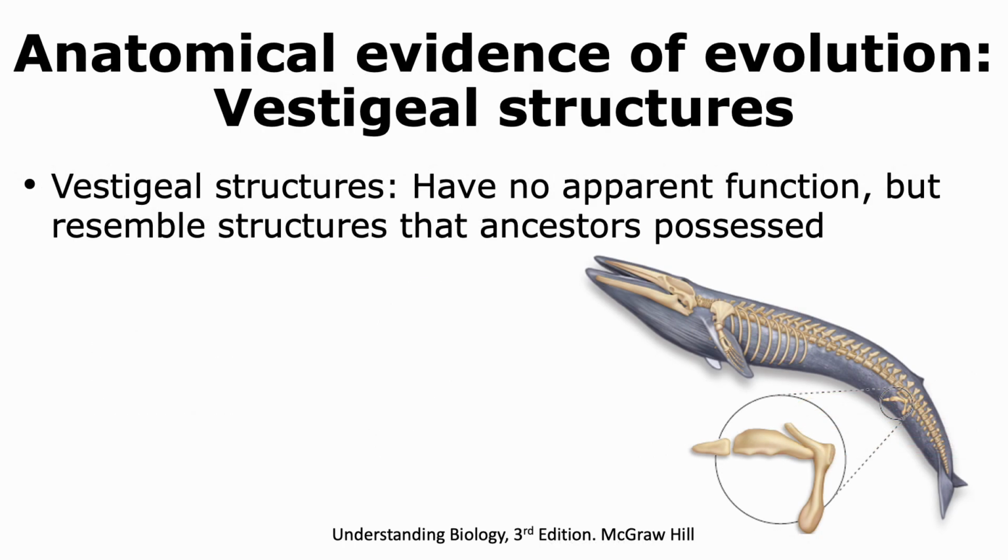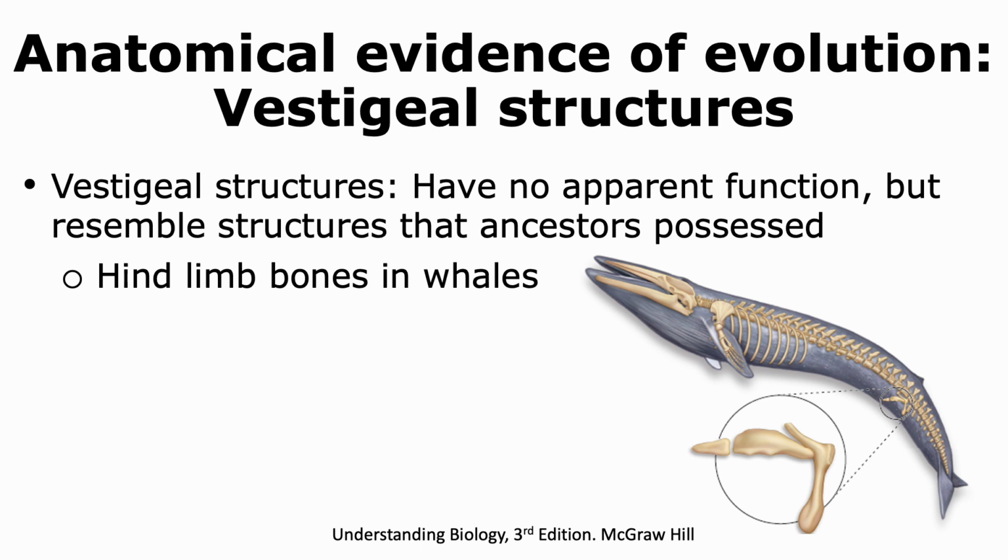Vestigial structures also provide anatomical evidence that supports the theory of evolution. Vestigial structures have no apparent function in the organism. However, they do resemble structures that were present in the ancestor. An example of a vestigial structure is the hind limb bones that are present in whales.